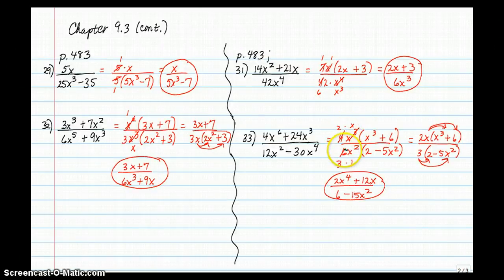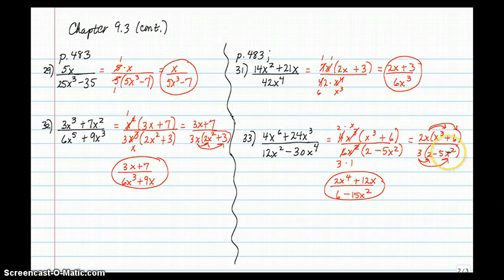The 4 and the 6 are both divisible by 2, so 4 divided by 2 is 2, 6 divided by 2 is 3. We have an x to the 3rd in the numerator and an x to the 2nd in the denominator. So x to the 2nd becomes 1. You factored out 2 x's, and then x to the 3rd, you're left with 1x. So we have 2x times x to the 3rd plus 6. And then we have 3 times 1, which is 3, times 2 minus 5x squared.